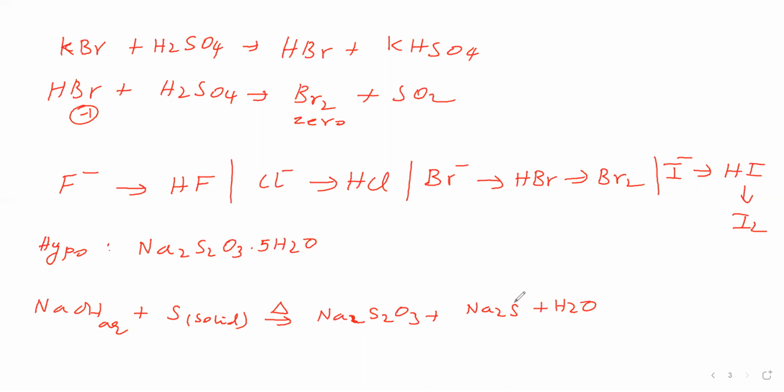This hypo is an efflorescent salt. What is meant by efflorescent? On exposure to air, the hydrated water molecules evaporate away, and then it becomes anhydrous. So an efflorescent salt means the hydrated water molecules evaporate on exposure to air. Then how it is used in photography, that we'll see.